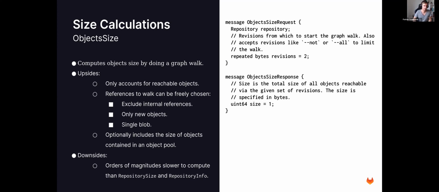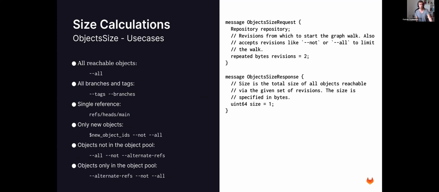But it has a very significant downside in this context because it is orders of magnitude slower compared to both RepositorySize and RepositoryInfo. And we're really talking about multiple orders of magnitude. Where the previous RPCs would return in a few milliseconds, ObjectsSize can take seconds and even multiple minutes. And I even saw it once run for more than half an hour in a very, very large repository, which is basically because you have to walk the complete object graph of the repository, and this can take a very significant amount of time.